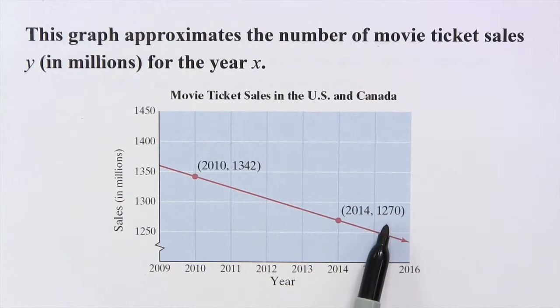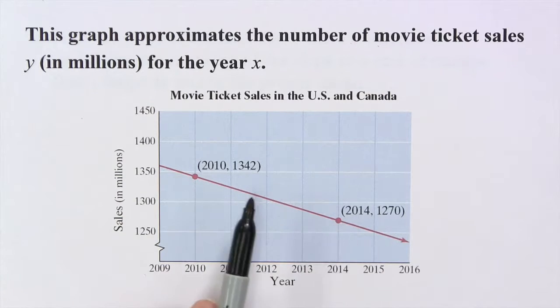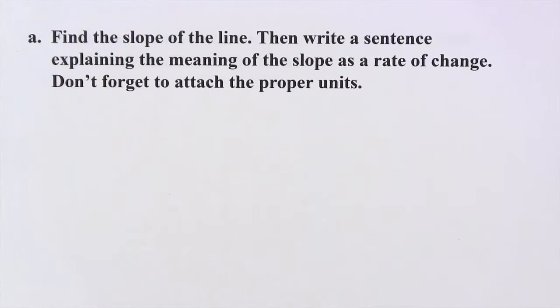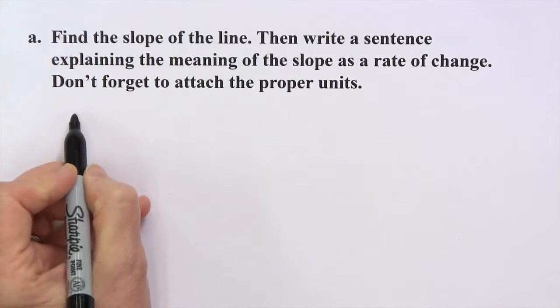Year 2014, 1270 million movie ticket sales. So keep in mind these two ordered pairs because we're about to find the slope of this line. You might need to note them. Part A, we want to find the slope of the line.